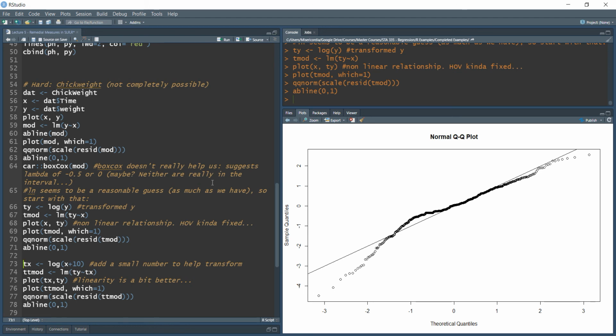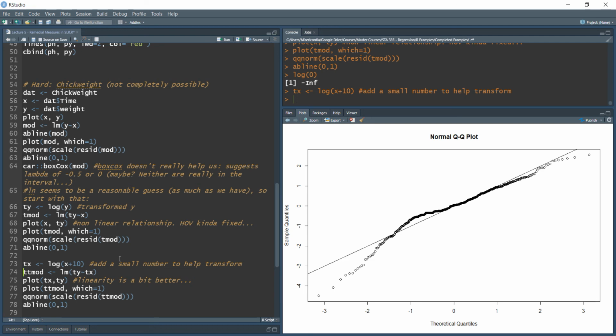All right, so now I'm going to try another transformation. I'm going to try a transformation on x to help with linearity. Now, first thing to note is that if it's possible for your variable to equal 0, then a log transformation, log of 0, is going to break. So if I just type in log of 0 here, I'm going to get some problems. So I have to add a small constant to make sure that the log doesn't break. In this case, I'll add 10. You could add 1. You could add 0.01. There's a variety of things.